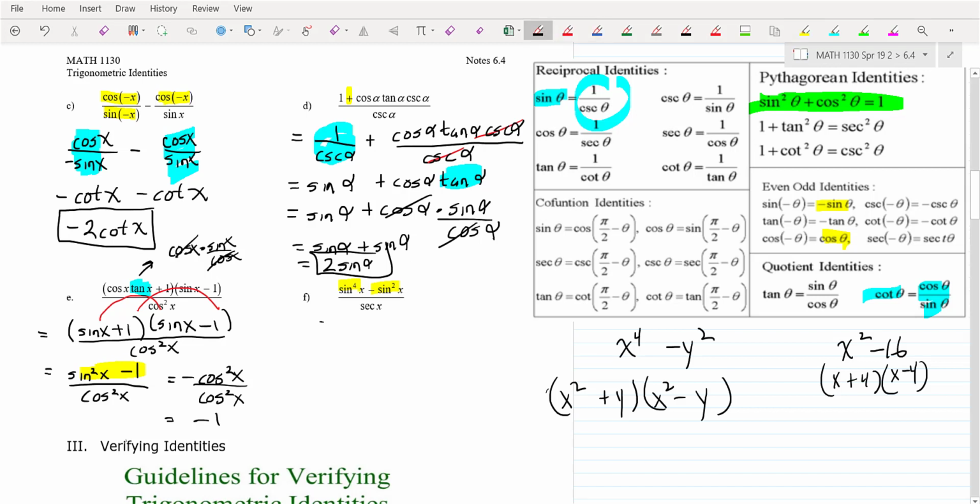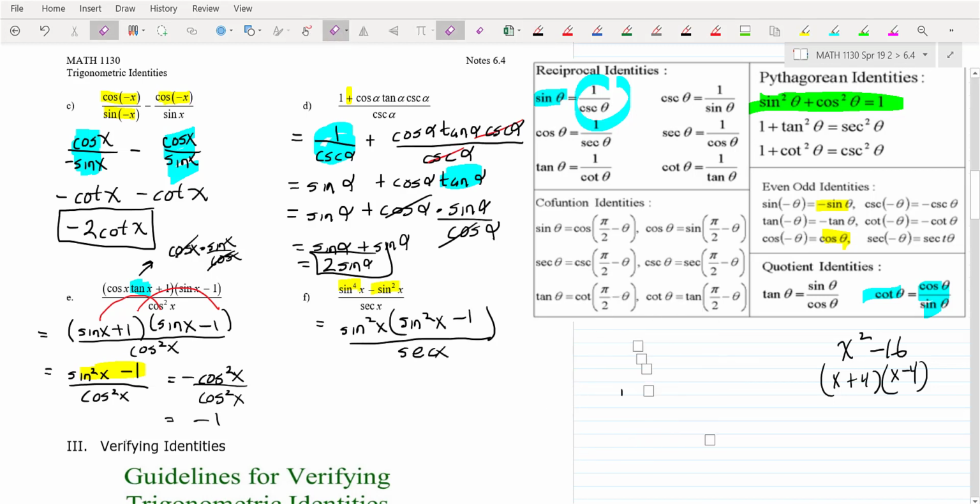So let's take a sine squared out. And then if we do that, we would have in the second parenthesis a sine squared x minus 1. And then I've got a secant x like that. That's a better approach to this problem. I just immediately saw the difference of two squares and thought that might work, but now it's not going to get you anywhere.